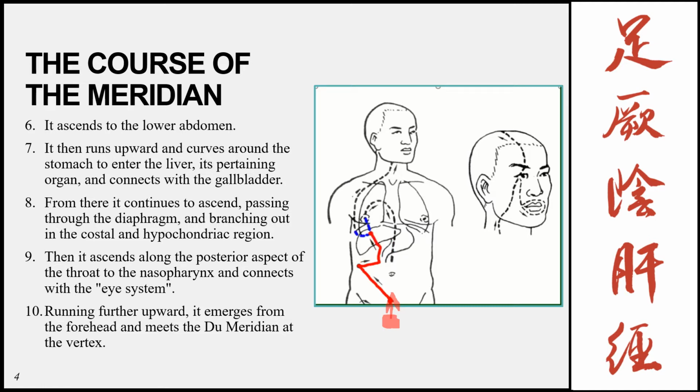At the liver it branches out, and the main branch continues ascending up the hypochondriac region, and then up the posterior aspect of the throat to the nasopharynx, and connects with the eye system. Running further upwards, so this is the second image on the right, the image of the head. Running further upwards, it emerges at the forehead and meets the Du meridian at the vertex, up here.